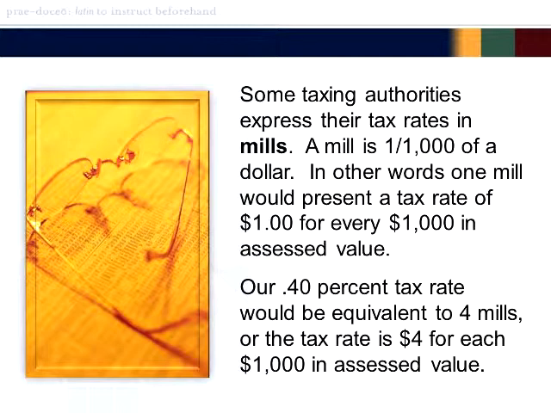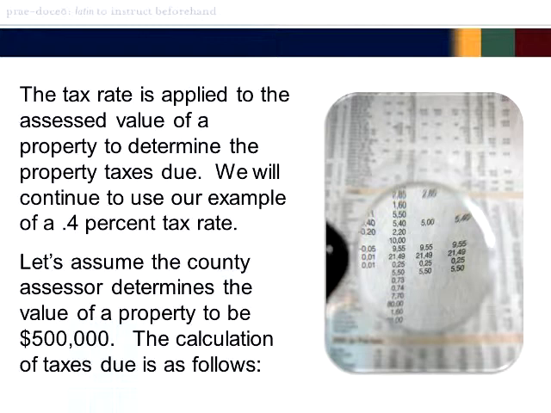A mill is 1/1000th of a dollar. In other words, 1 mill would represent a tax rate of $1 for every $1,000 in assessed value. Our 0.40% tax rate would be equivalent to 4 mills, or the tax rate is $4 for each $1,000 in assessed value. The tax rate is applied to the assessed value of a property to determine the property taxes due.